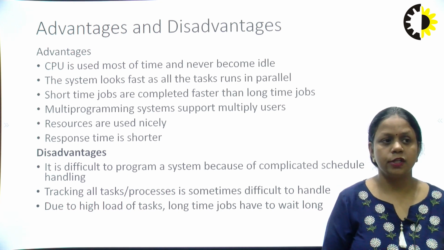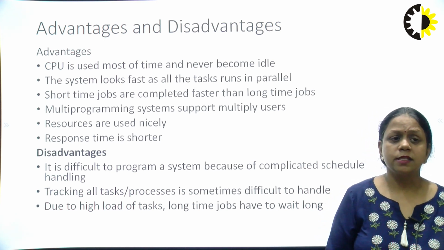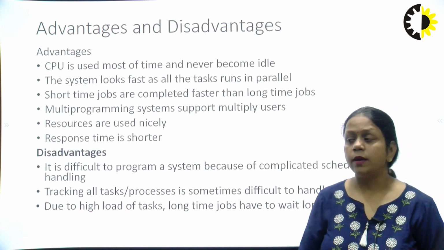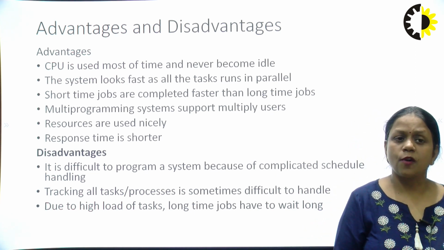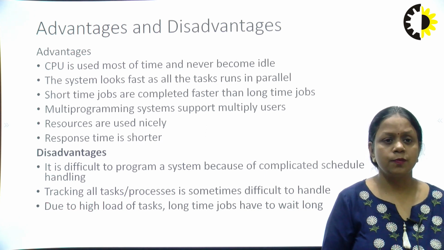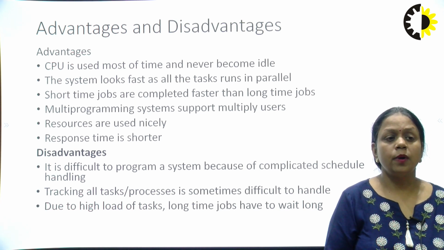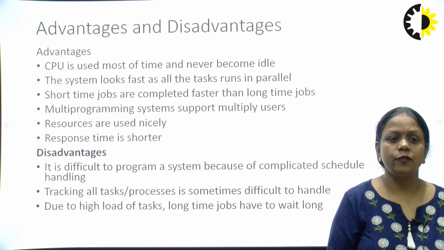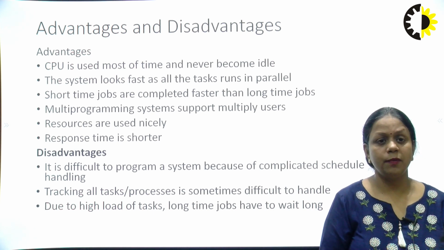Next, disadvantages. What are the major disadvantages of this system? It is difficult to program a system because of complicated schedule handling. When we have multiple programs in the process, we have to create scheduling here. We have to give priority and schedule the processes to give the CPU. Tracking all tasks and processes is sometimes difficult to handle. Due to the high load of tasks, long jobs have to wait long. So these are the main disadvantages of our multi-programming system.